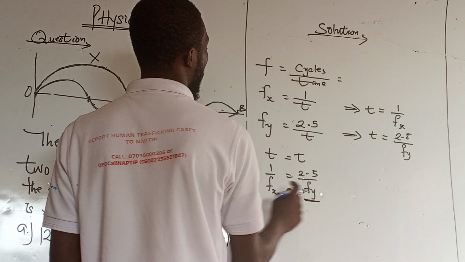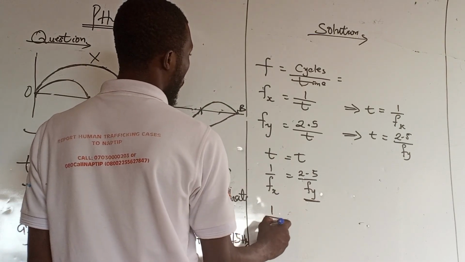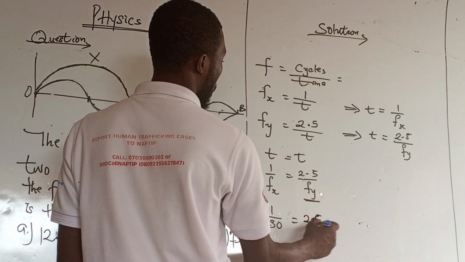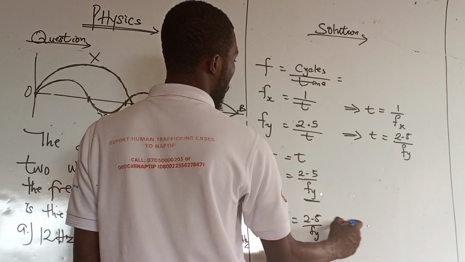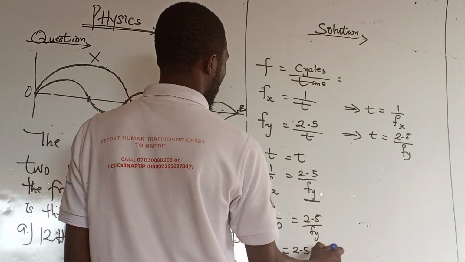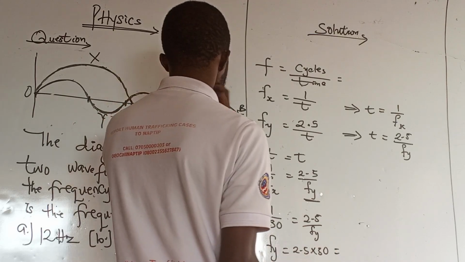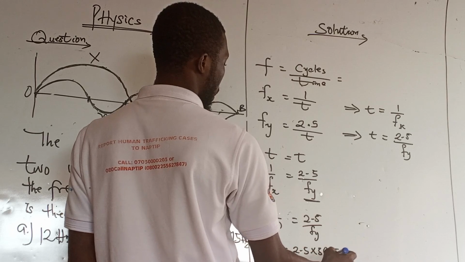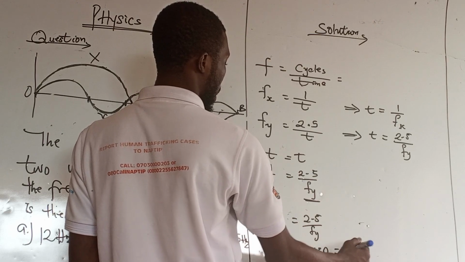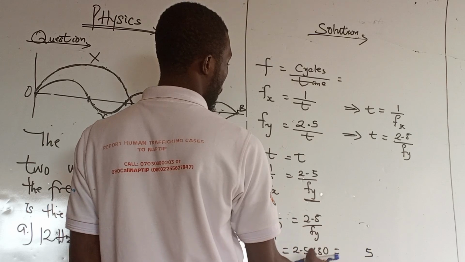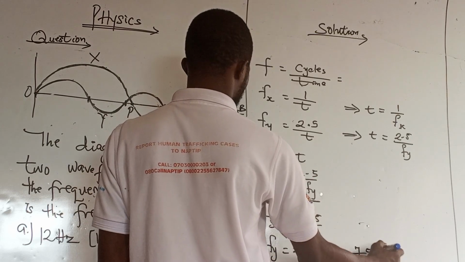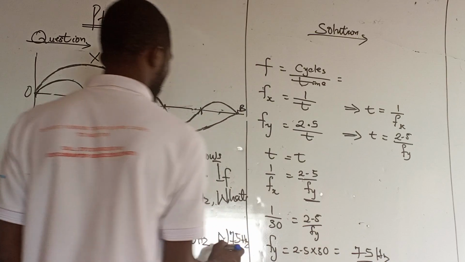We are looking for the frequency of y. The frequency of x is given. So we have 1 over 30 Hz equal to 2.5 all over fy. If we do this, we see that our frequency of y will be equal to 2.5 multiplied by 30. 2.5 times 30, we're going to have 25 times 3, which is 75 Hz, which is option D.